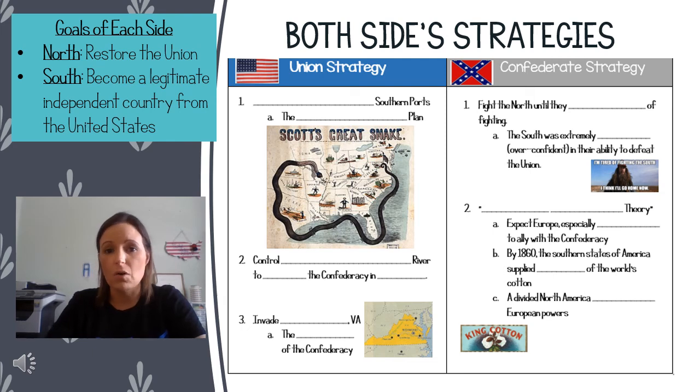To achieve their goal as a legitimate independent country, separate from the United States, the Confederacy did not have to invade the North or destroy the Union Army. They weren't trying to change the North's way of life, but to simply defend their own. The South just needed to fight hard enough and long enough until the North got tired of fighting.